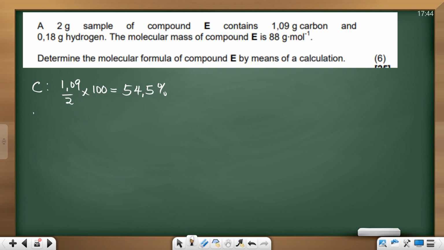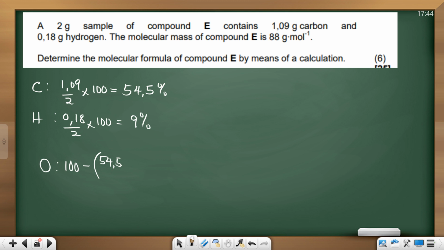What's next? Hydrogen, which is 1.8 over 2 multiplied by 100. What would that give me? Automatically, I think we can get oxygen because the whole thing must give me 100. What is oxygen? 100 minus 55.5. Oh, okay, wait. Sorry. This compound is actually an ester. You see, it's compound E, cut out from a question.